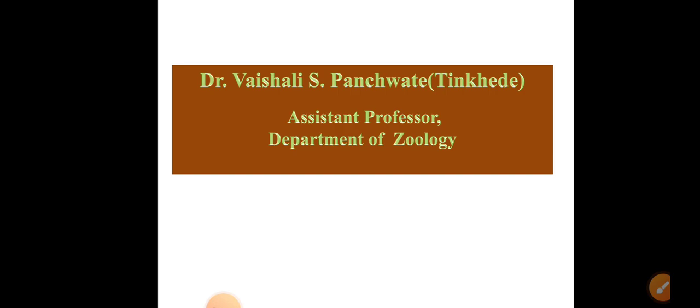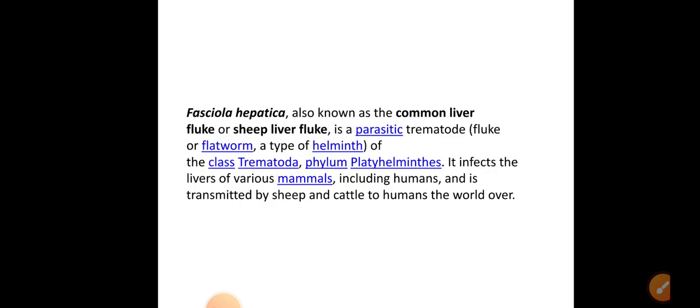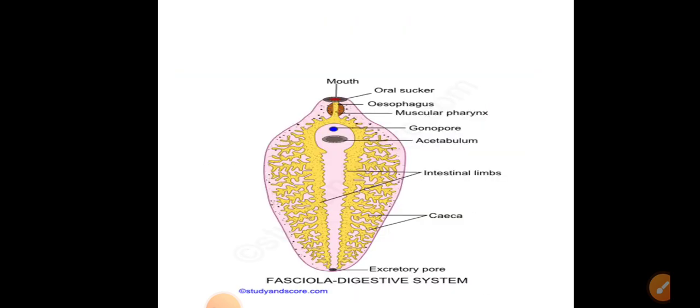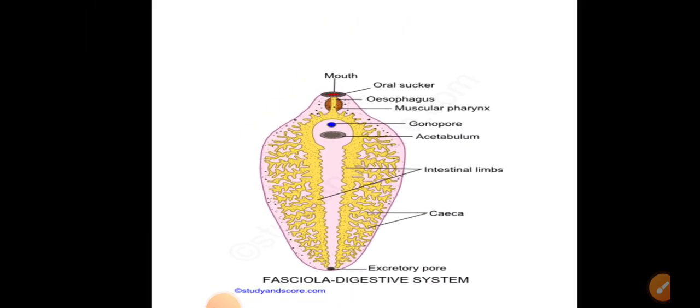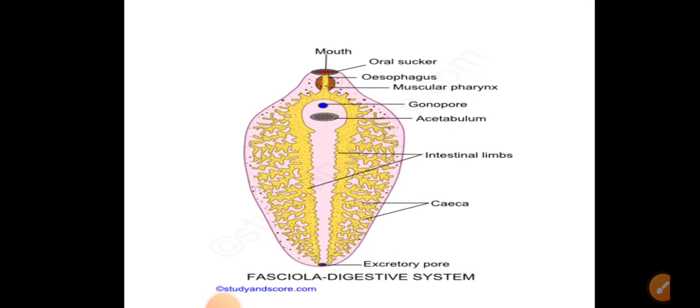Today we learn the topic digestive system of Fasciola hepatica. In the last lecture, we studied the structure of Fasciola hepatica. Today we start the digestive system of Fasciola hepatica. This is the diagram which shows the structure of the digestive system of Fasciola hepatica.